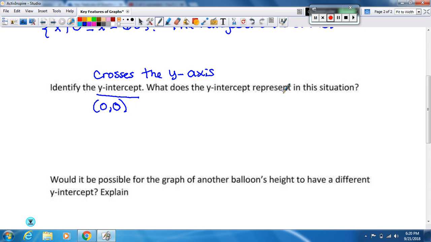And what does it represent in this situation? The y-intercept is always the initial or the starting value. So it represents the height at the start of the ride.